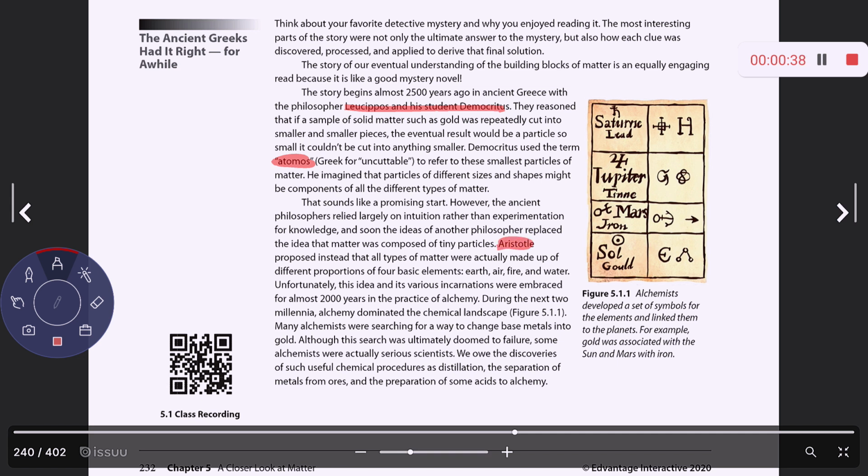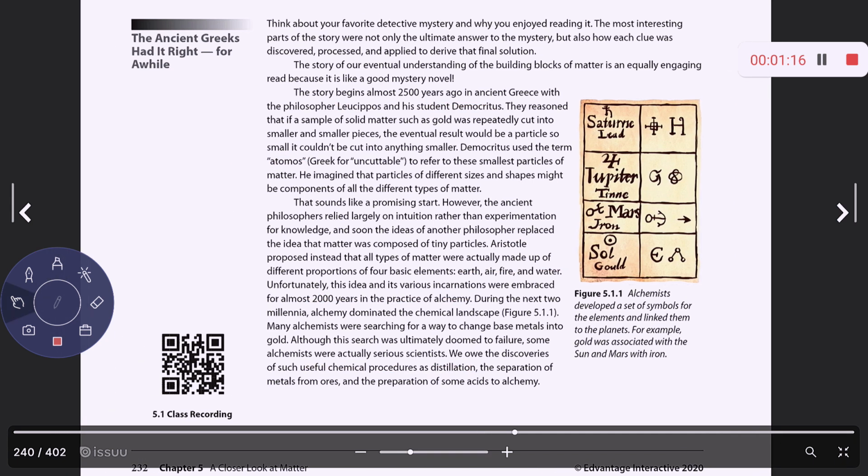Aristotle later proposed that matter was made up of different components of the four basic elements, which at the time they called earth, air, fire, and water. This was embraced for about 2,000 years during the practice of alchemy. And alchemy was where they were trying to convert metals into gold. They were obviously not successful. However, there were some useful procedures that came out of it known as distillation. Distillation we talked about previously in chapter 2, and that's where we separate mixtures based upon boiling point or vapor pressures.